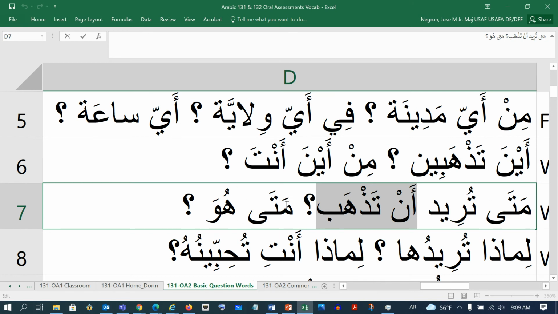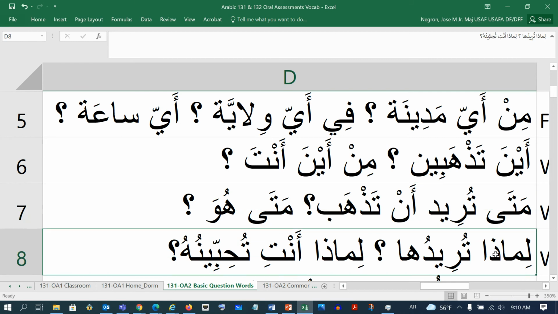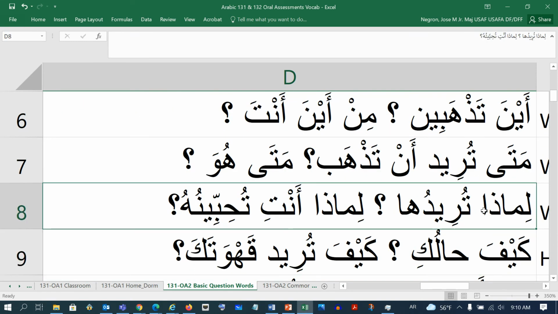And then the other example here is meta hua. When is it? The is is implied here. It's not written. When is it? Limada, remember, means why. Limada turiduha? Why do you want her? And then this next one is why again. Limada anti tuhibbinahu, I'm sorry, تحبينه. لماذا أنت تحبينه? Why do you love him?